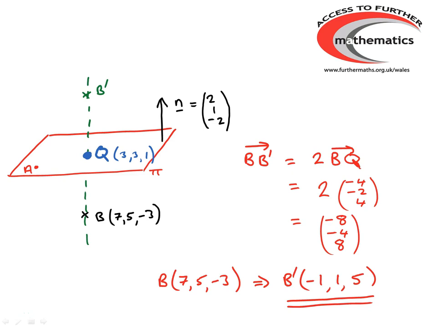It is worth noticing how important a clear diagram was when we were trying to devise a route for finding the image of the point B' when the point B was reflected in the plane pi.